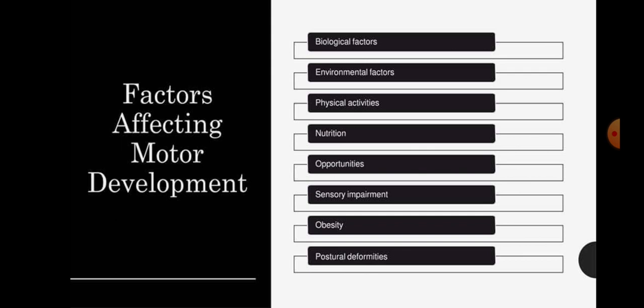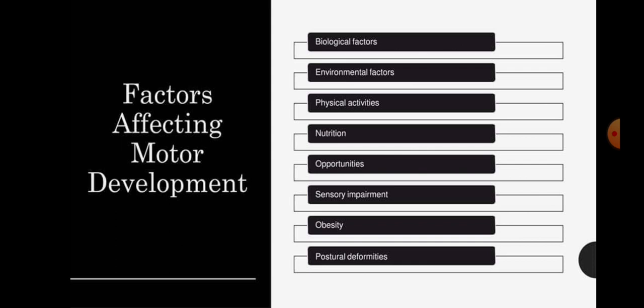Next point is sensory impairment. Sensory impairment means any obstruction of the senses, like visual or hearing. If you are impaired visually or in hearing, it will affect motor development. Next one is obesity. Obesity is related to being overweight. Overweight has negative effects on motor development. If your weight is more, it will affect your motor development.